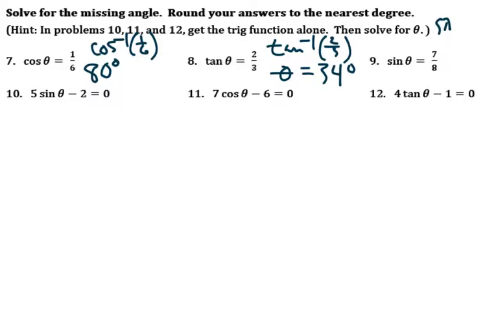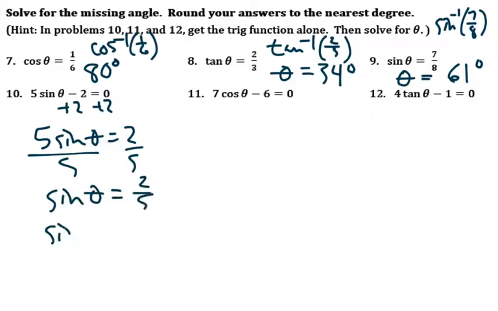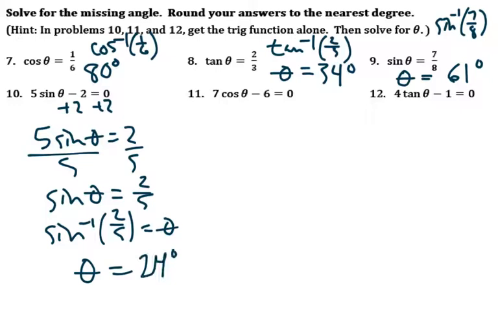Same with the sine. Inverse sine of 7/8. So all you really need is that calculator to help you do these parts. And the angle would be 61 degrees rounded. Now on number 10, first we'd add 2 to both sides to get 5 sine of theta equals 2. Divide by 5. So sine of theta equals 2/5. Then we just do the inverse sine of 2/5, and we get theta. So the inverse sine of 2 divided by 5 would give us 23.57, so 24 degrees.